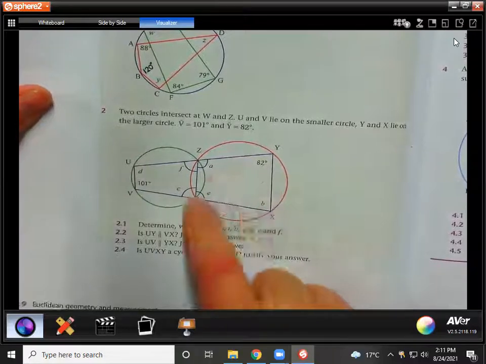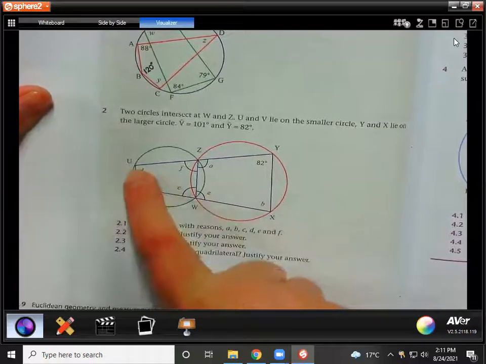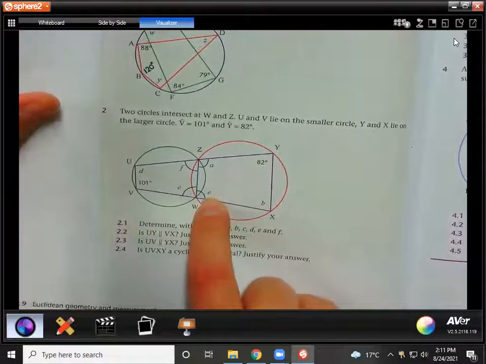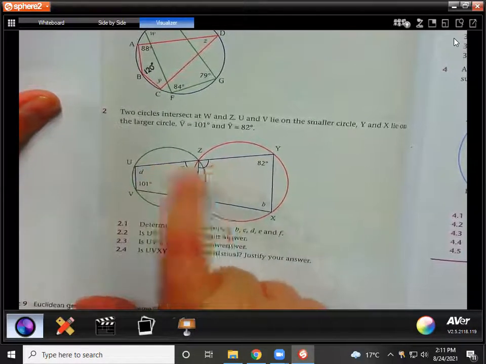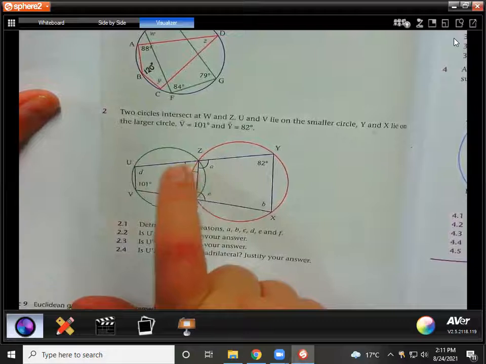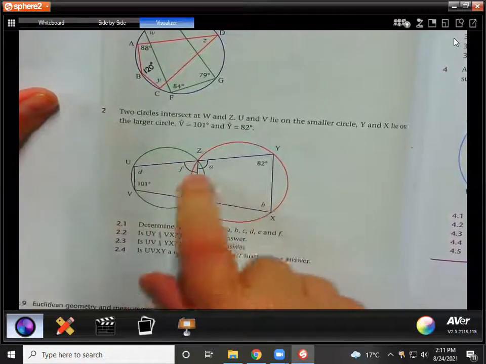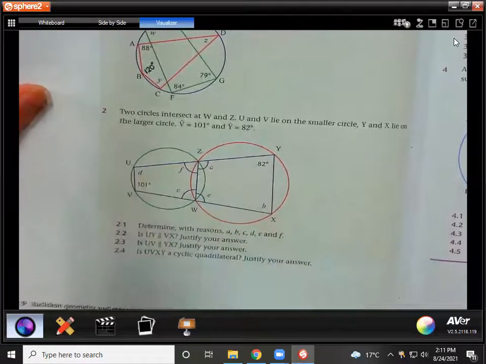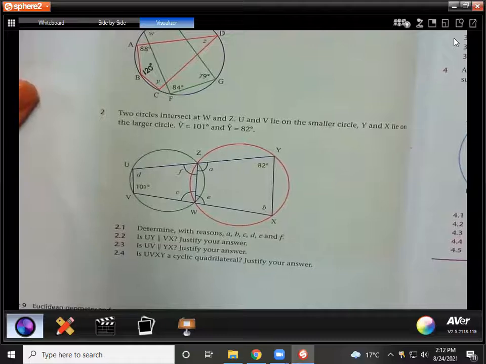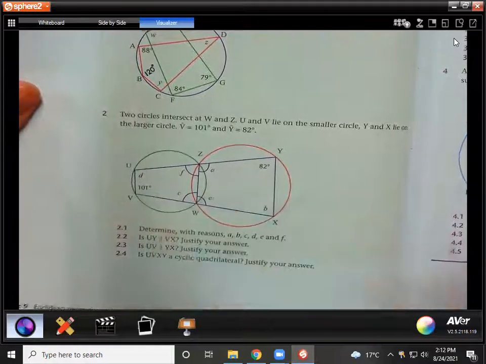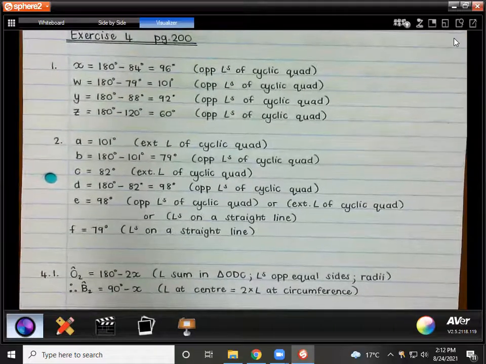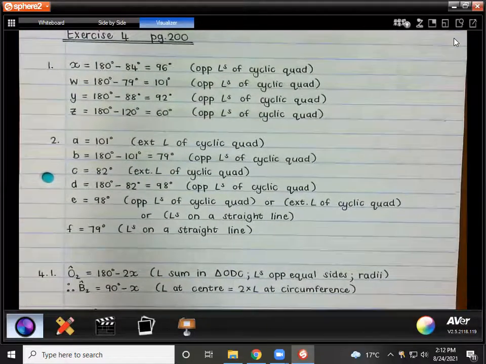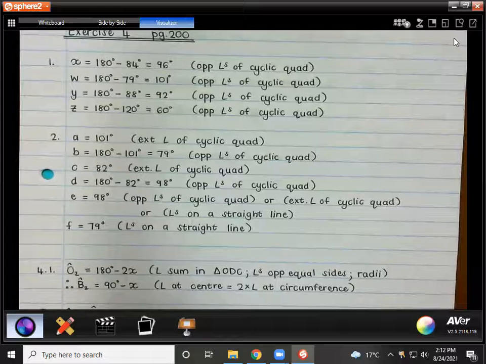You could use opposite angles of a cyclic quad. You could use exterior angle of a cyclic quad. All right, so there were multiple reasons that you could have used. Same for F. For F, you also could have used angles on a straight line or exterior angle, or you could have used opposite angle of a cyclic quad. Yes, yeah, you could. Right, so those are my answers. Just let me know if you had other reasons there that you want to check if it's fine.